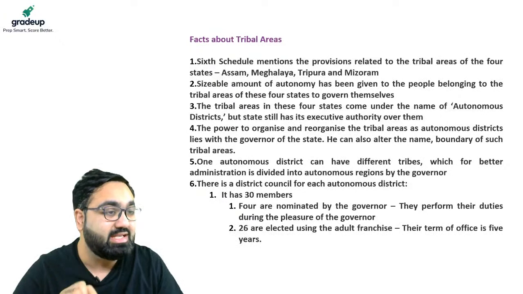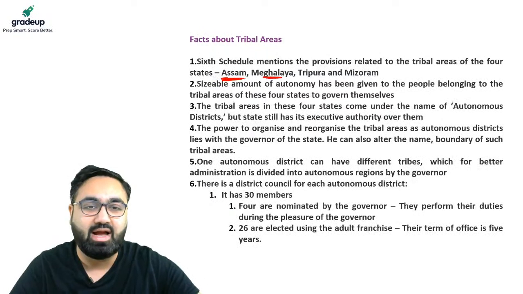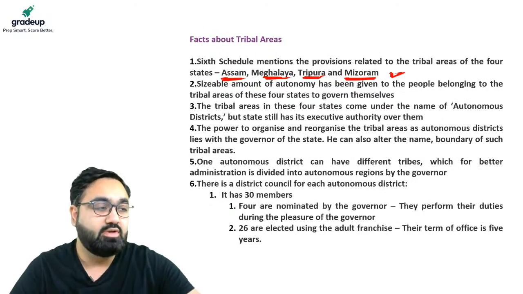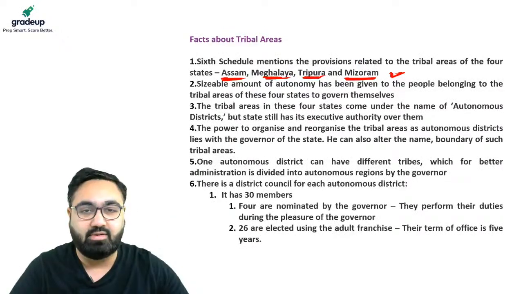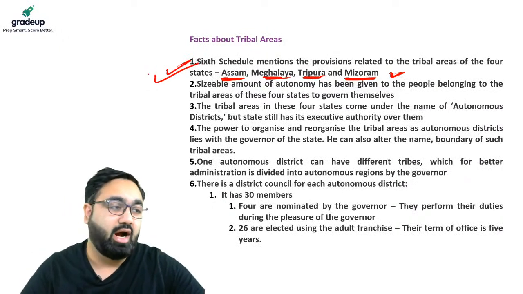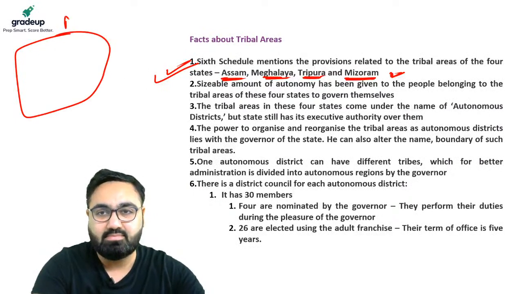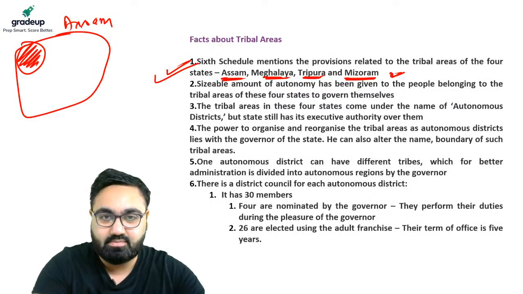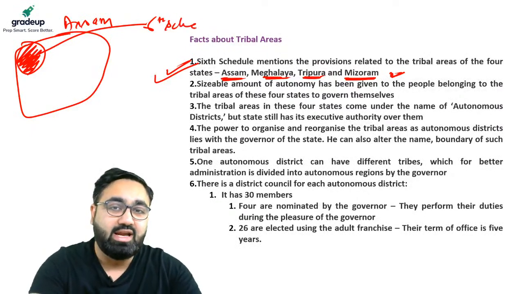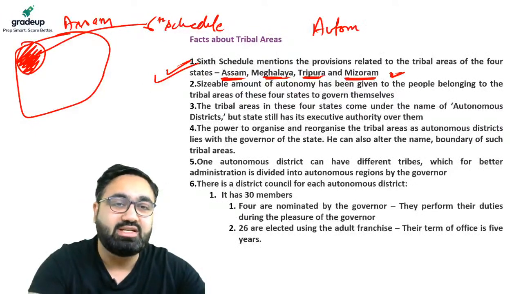Then comes the sixth scheduled areas. Now, in the sixth schedule, we have names of 4 states. What are these 4 states? Assam, Meghalaya, Tripura, Mizoram. So 4 states of Northeast India are given in the 6th schedule. Now this is different. In the 6th schedule, a different type of body is set up. For example, let's say this is the state of Assam. Inside Assam, let's say this is the 6th schedule area. Now, in a 6th schedule area, autonomous district councils are set up.